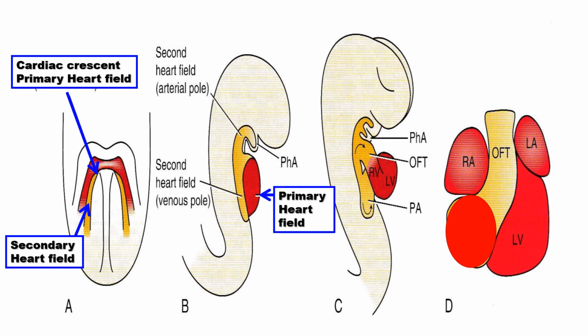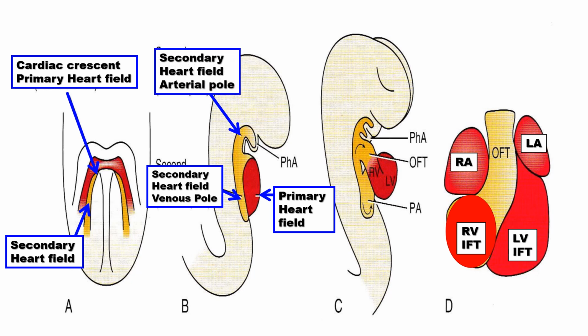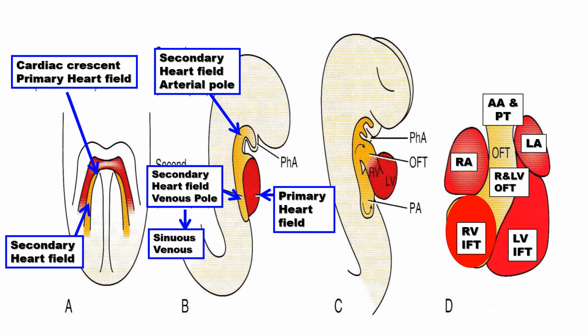The primary heart field appears around the 16th to 18th day, which forms the right atrium, left ventricle and right ventricle, the inflow tracts. The secondary heart field presents the venous pole and the arterial pole, which appear between the 20th to 22nd day. The arterial pole forms the right and left ventricular outflow tracts, the ascending aorta and the pulmonary trunk. From the secondary heart field, the venous pole forms the sinus venosus.